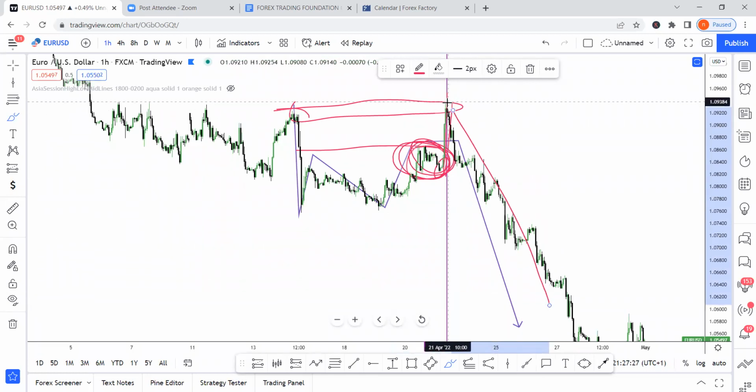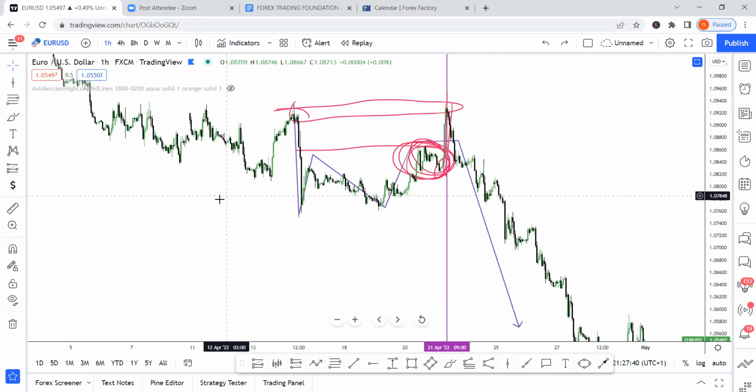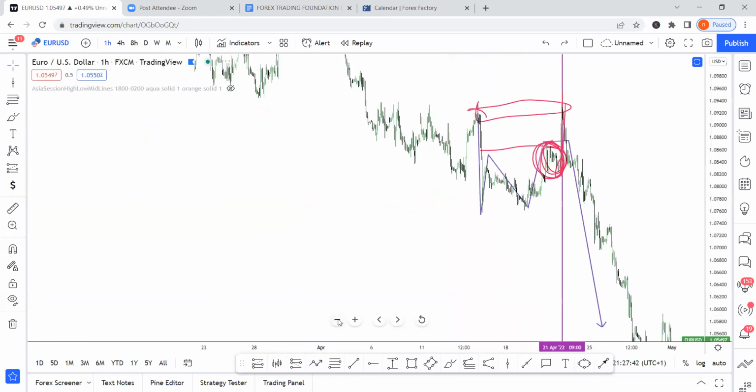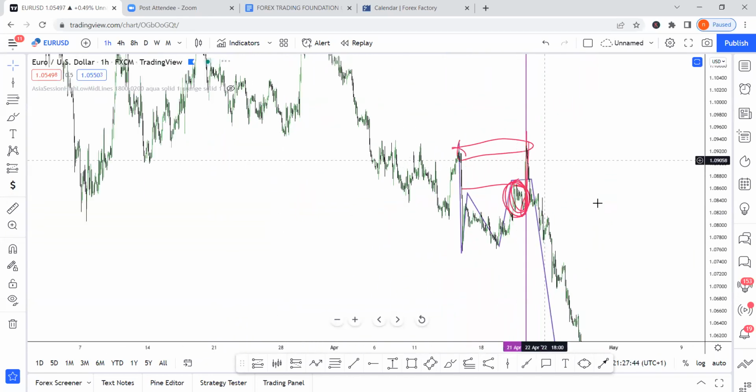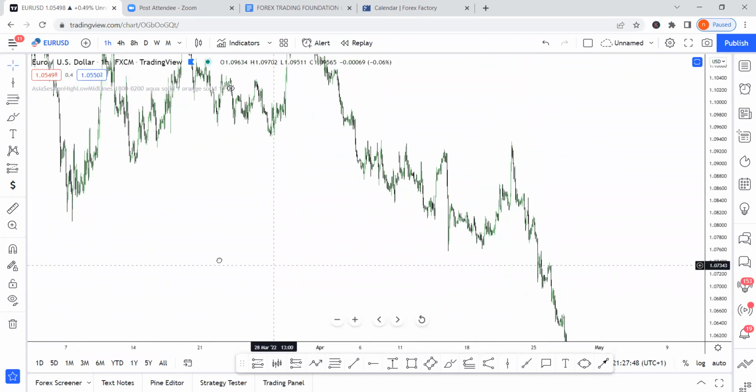What is this? Pullback. This move that comes down is the continuation. That is the main trend, the downtrend. So now you already see that this market is a downtrend market. You already know that this market is coming down.